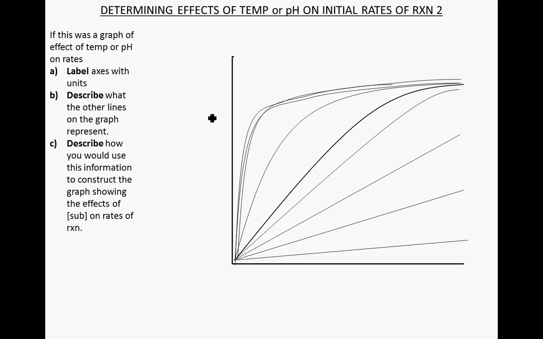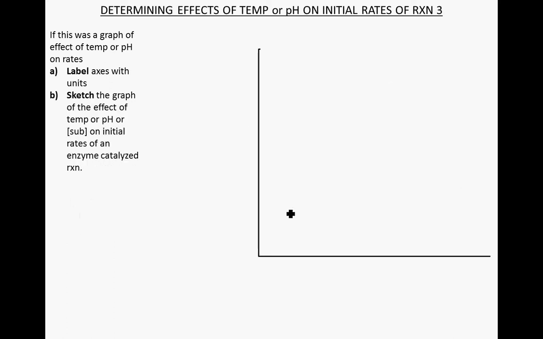How would you label this axis? How would you label this axis? What are these lines? What are you going to do with that information? There's another blank set of axes. What would go here? What curve would you put on there?